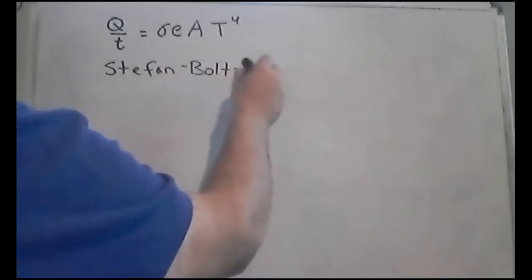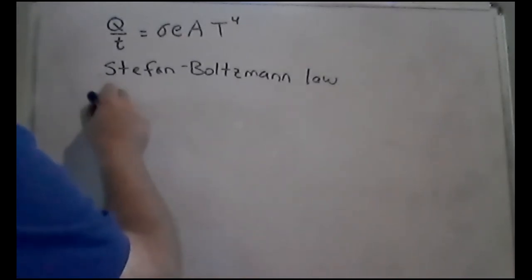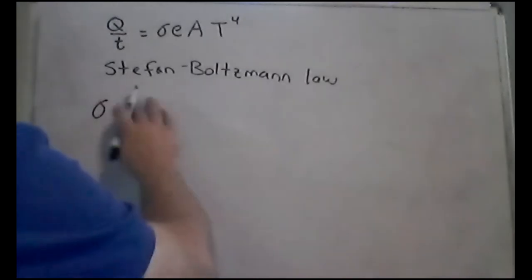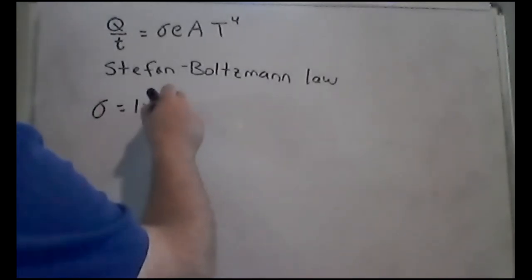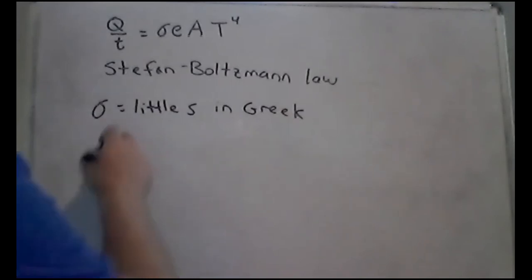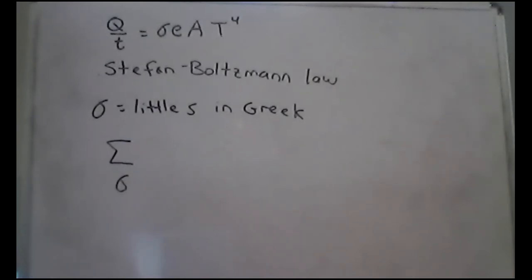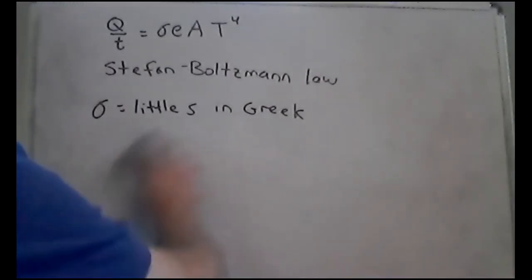So it really becomes something that you can derive directly from quantum theory. Sigma is called the Stefan-Boltzmann constant, and this is the Stefan-Boltzmann law. That's the name of it, Stefan and Boltzmann. Sigma is a little s in Greek. We've seen capital sigma and little sigma before. You use capital sigma for doing summation. So sigma is a letter in the Greek alphabet, and it is called the Stefan-Boltzmann constant.